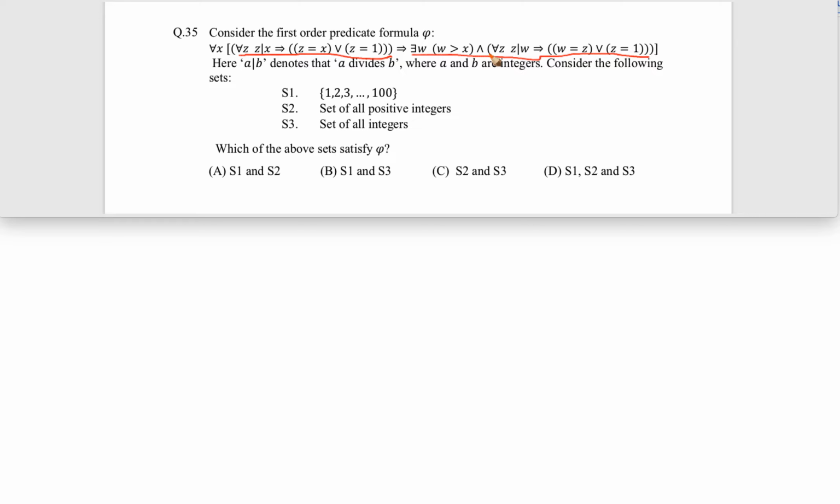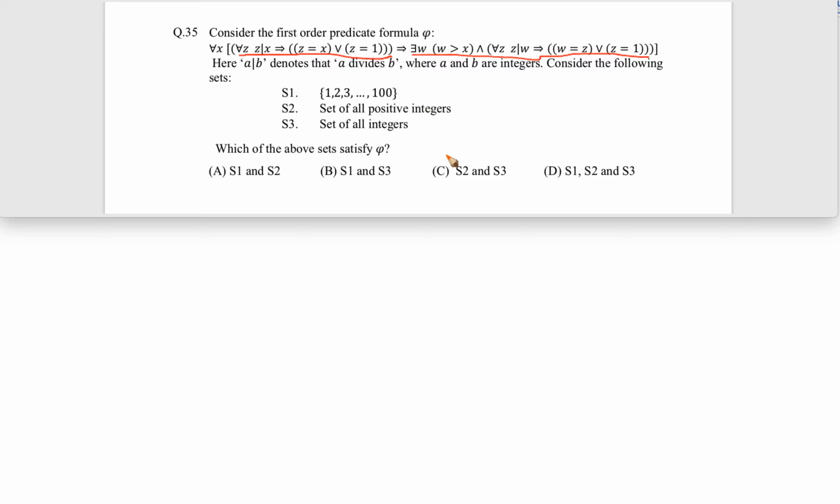And at the same time, this w is also a prime. See, again, for all z, if z divides w, so anything which divides w can only be 1 or w. It means that only that number divides it, or 1 divides w. It means that w is a prime. So essentially it is meaning that for all x, if that x is a prime, then there must exist another prime which is bigger than that prime.